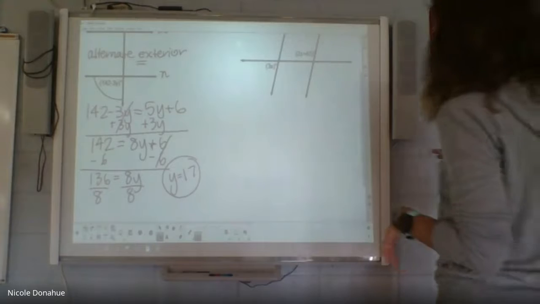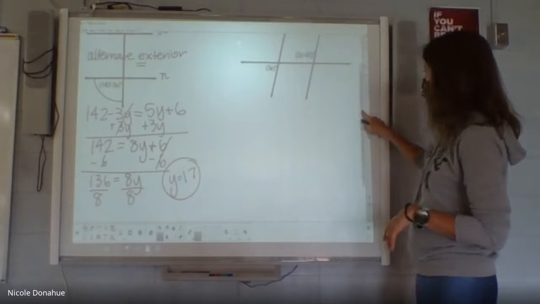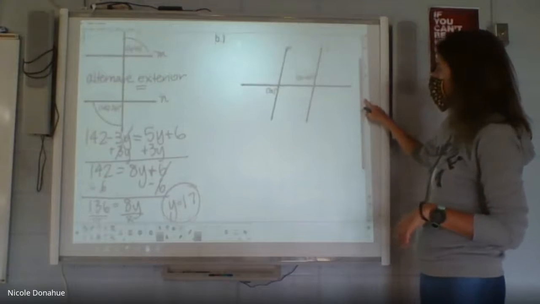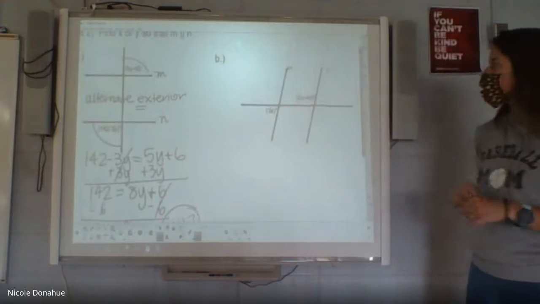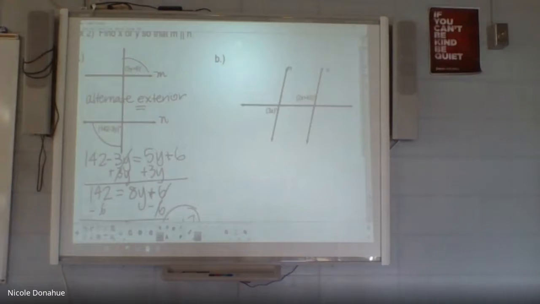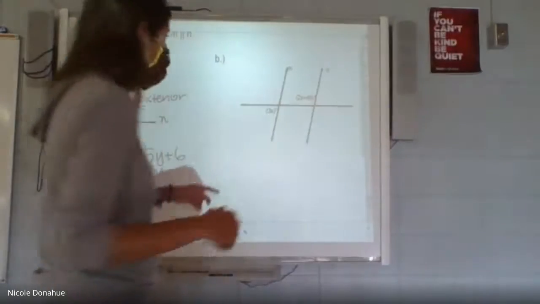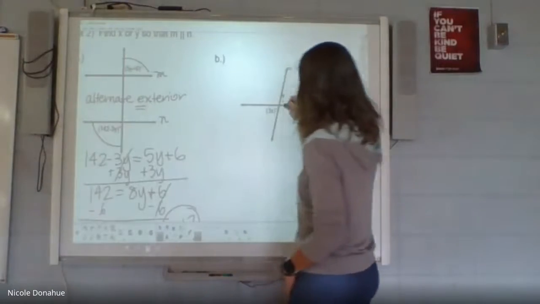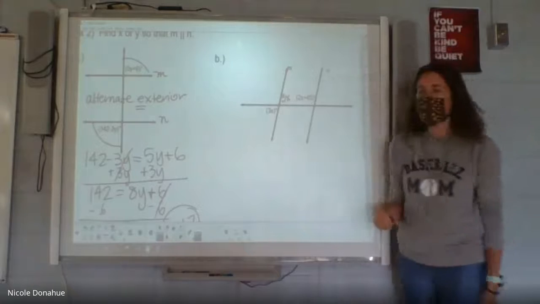All right, this next one is a little bit trickier. Any thoughts? How would we figure this one out? How can we figure out x and y so that m and n are parallel? Yep, to do the x, go to make it a vertical pair, not vertical pair. That's a vertical angle. Yeah, I got it.